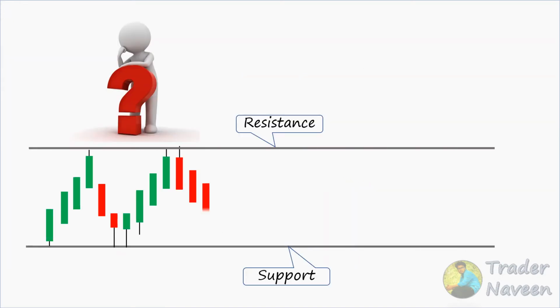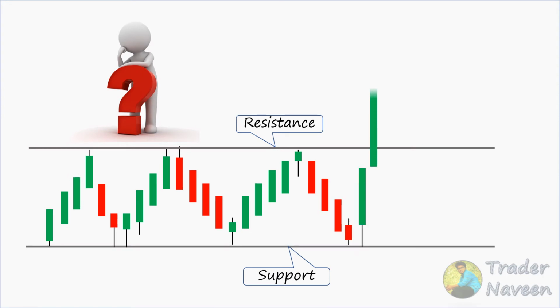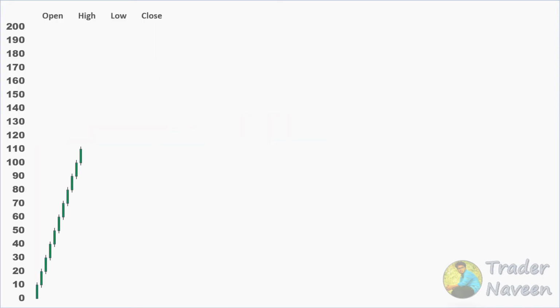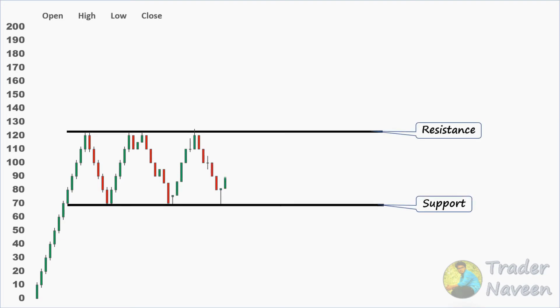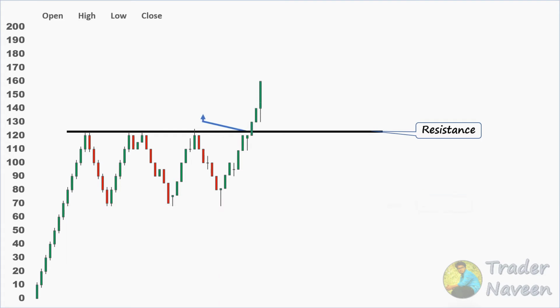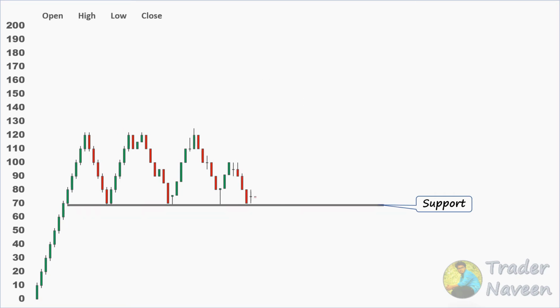What happens when a support or resistance level is broken? A key concept of technical analysis is that when a resistance or support level is broken, its role is reversed. If the price rises above the resistance level, it is called a breakout. Now the resistance will act as a new support. If the price falls below the support level, it is called a breakdown. Once after the breakdown, support will act as a new resistance.